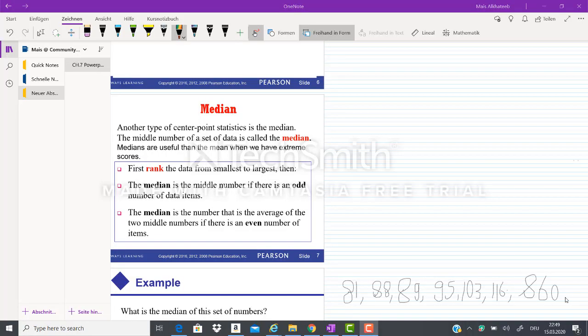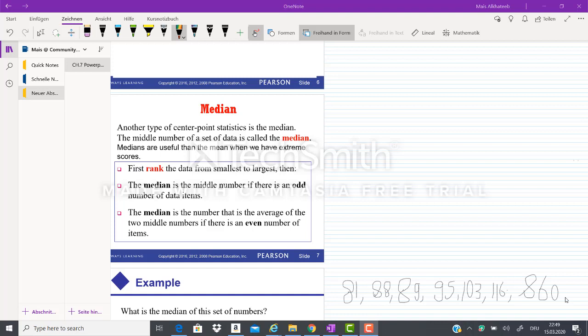نتابع الجزء الثاني من chapter 7 median. Another type of center point statistic is the median. الميديان هو الميدل number، الرقم اللي بالنص of a set of the data. The median is more useful than the mean or average when we have extreme scores.